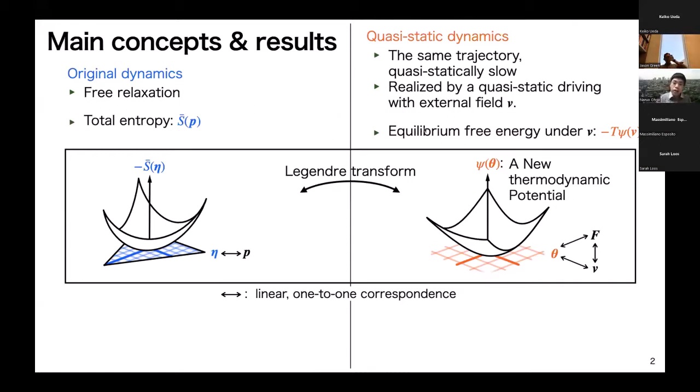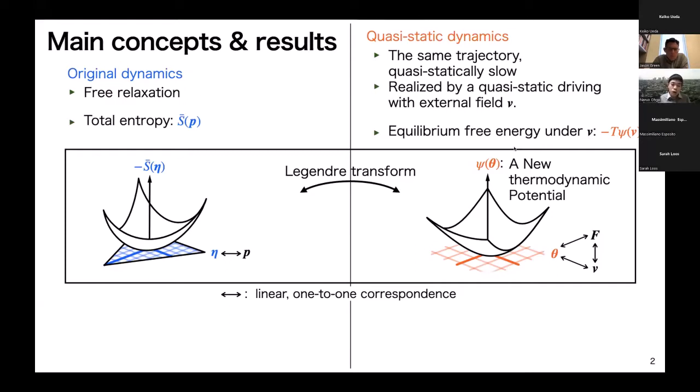On the other hand, the right-hand side is rooted on what we call quasi-static dynamics. So it has the same trajectory as the original dynamics, but it is quasi-statically slow. It is realized by applying an external field and changing it to mimic the original dynamics. The corresponding thermodynamic potential is the equilibrium free energy under this external field V, and it quantifies the cumulative work of the driving. We write this potential as minus T psi of V, which plays the role of thermodynamic potential in this new description.